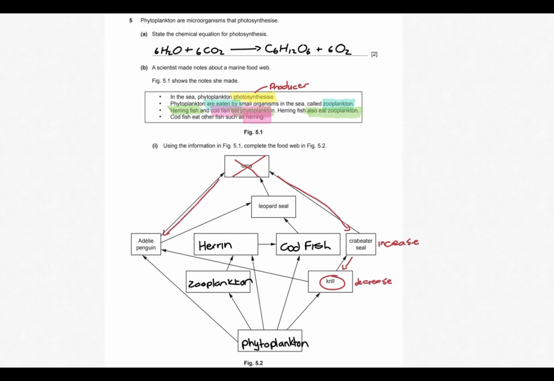Then for penguins, they will increase as orcas eat less of them, and then krill would decrease as there's more penguins available.